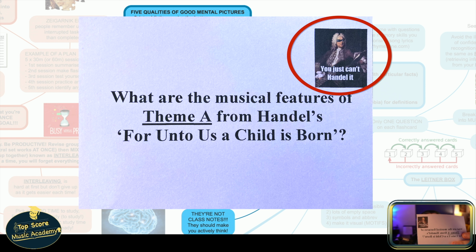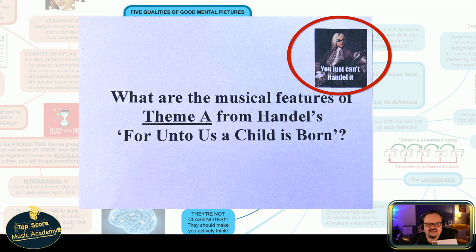That little flashcard that I was going to show you guys, let's see if I can give you an example. Yeah, here's one. This is one of the set works that my students study at GCSE Music. It's from Handel's Messiah, and the piece is called For Unto Us a Child is Born. You don't need to know any of this, but you can see that I've got a wee picture of Handel up there in the top corner.